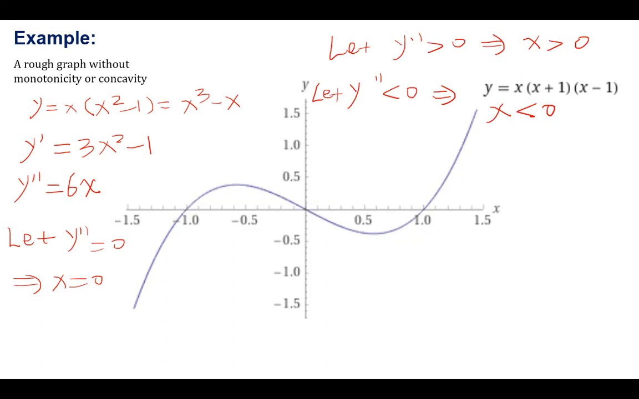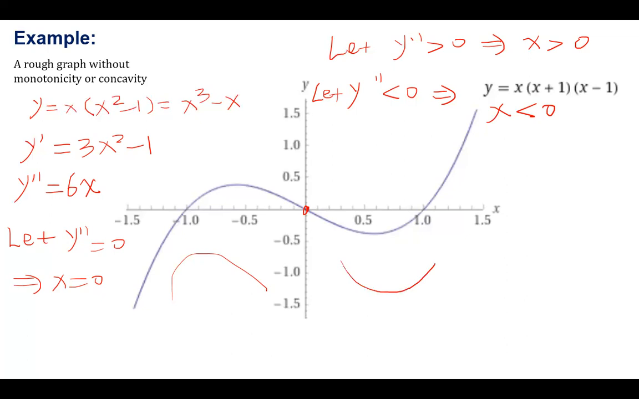Therefore, as you can see here, the point x equals 0, which is here, divides the curve of the function into 2 parts. At the left part, the second derivative is less than 0. So when x is smaller than 0, this function is concave down, right? And when x is greater than 0, the second derivative is positive. Therefore, in this interval, the function is concave up, right?